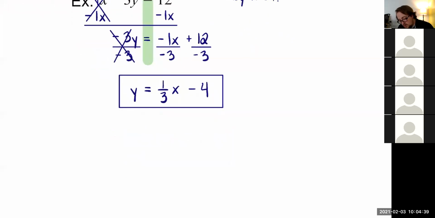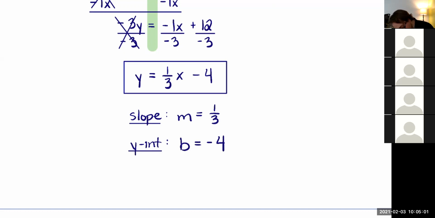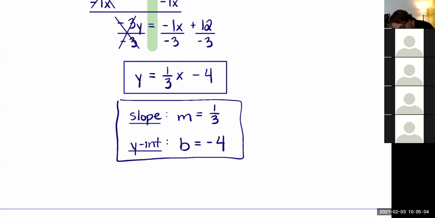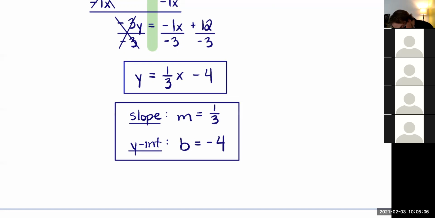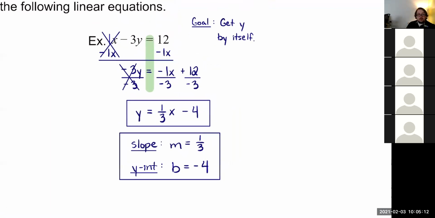Because in this form, we can identify two very key parts. What is our slope? 1/3. Positive 1/3. And our y-intercept? -4. Is a negative 4. So with a little bit of additional work, getting that equation in a format that was useful to us, we were able to identify two very important pieces of this unique line.